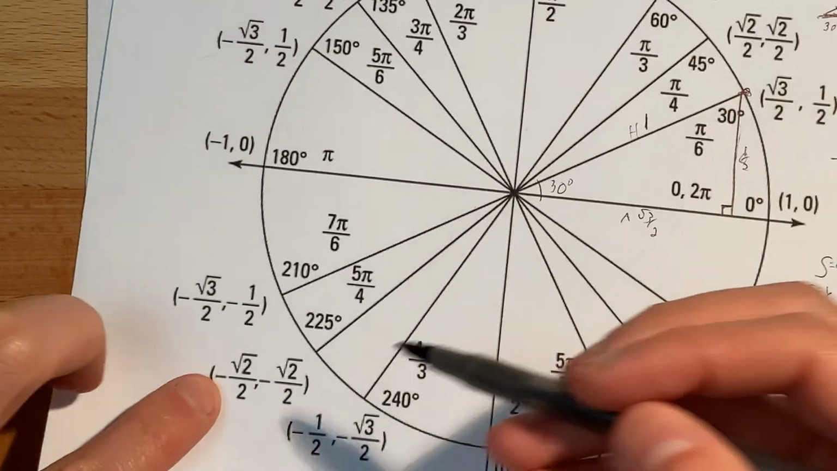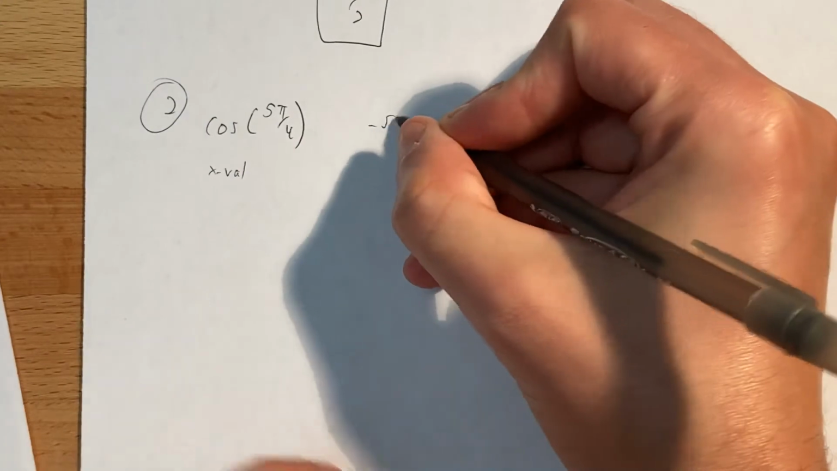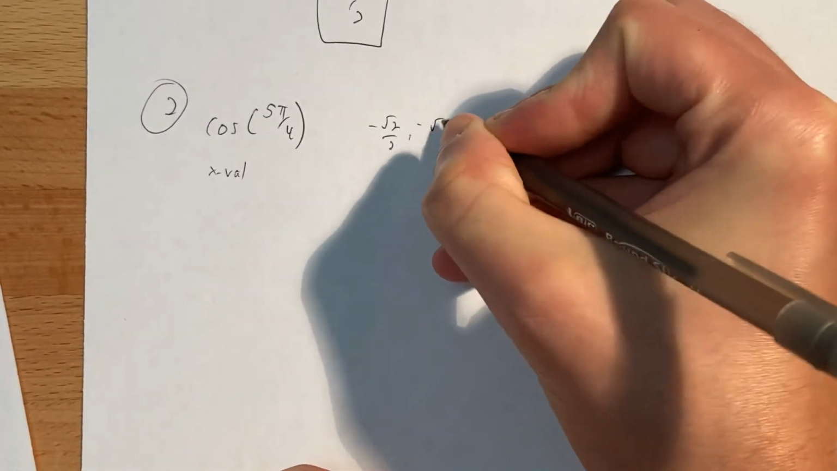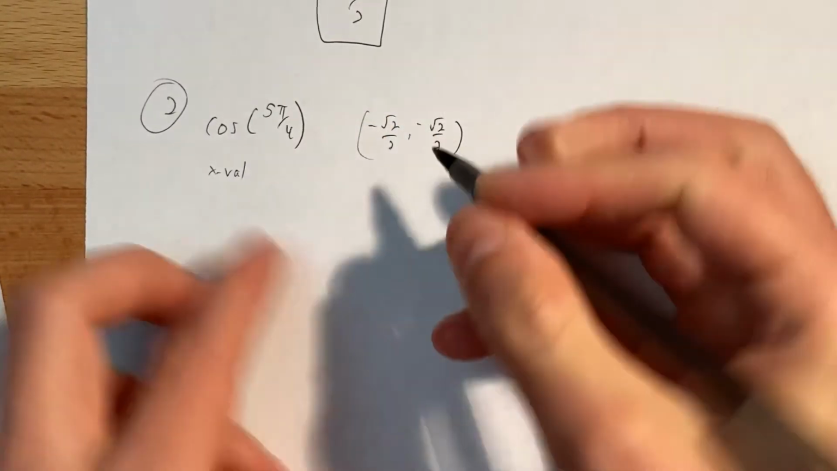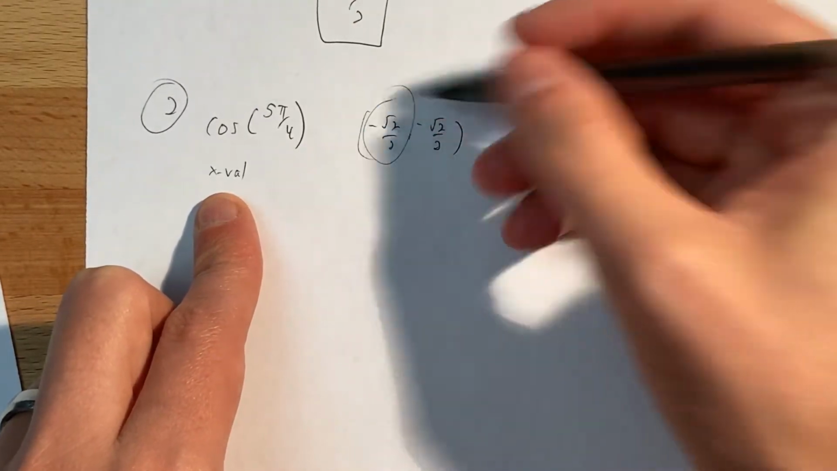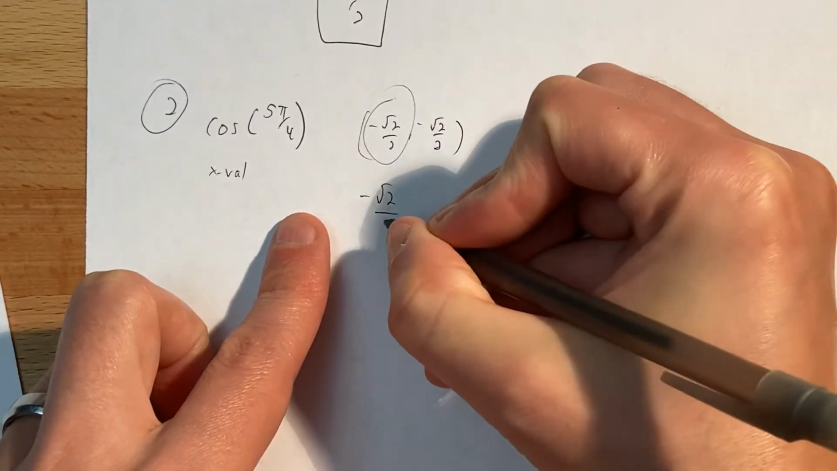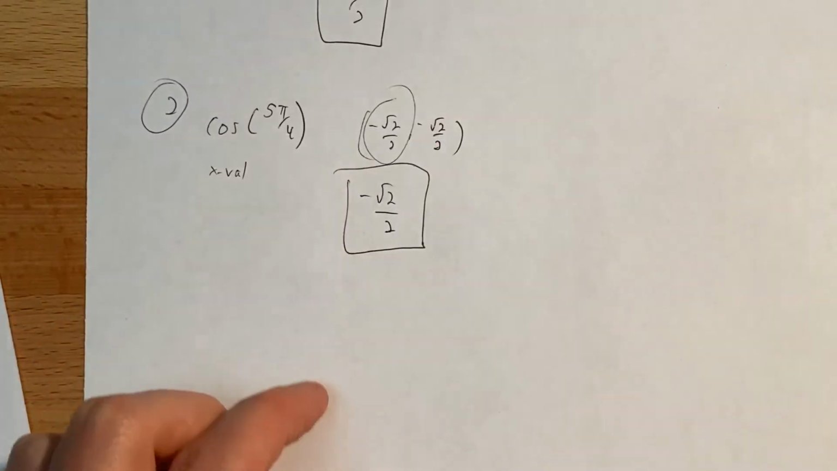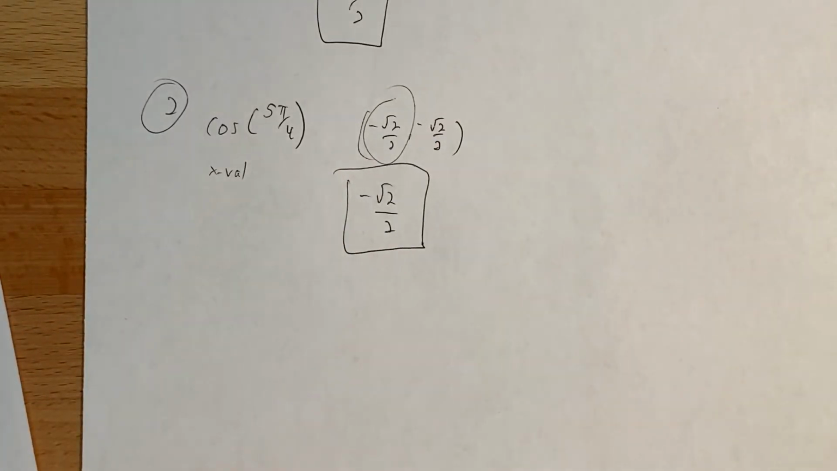So the negative root 2 over 2 over this thing. Okay. And I want the x value. So for cosine, the x value is this thing. So the answer is negative root 2 over 2. That is the cosine of 5 pi over 4.